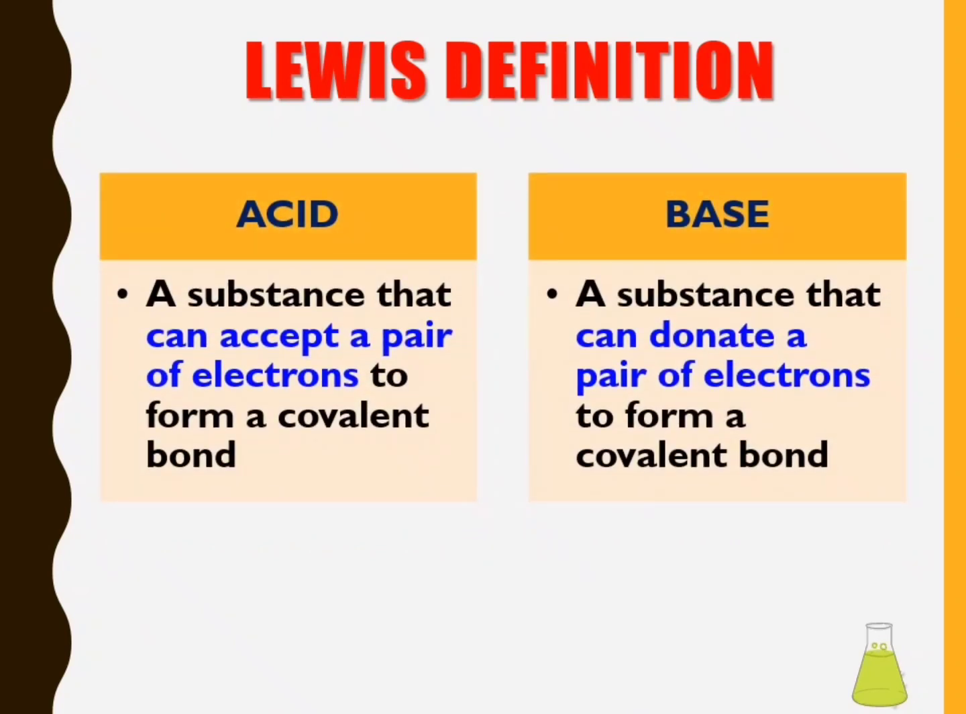Okay, Lewis acid is a substance that can accept lone pair. Tadi dia kaitkan dengan proton, ini baru dia kaitkan dengan elektron. Okay, so acid accept pair of electron, lone pair, while base will donate the electron pair. Dia vice versa dengan Bronsted tadi. Kalau Bronsted, acid donate proton, while base accept proton. This one terbalik.